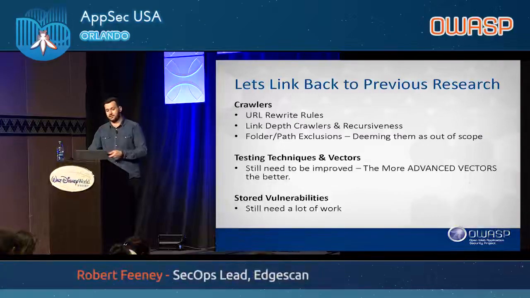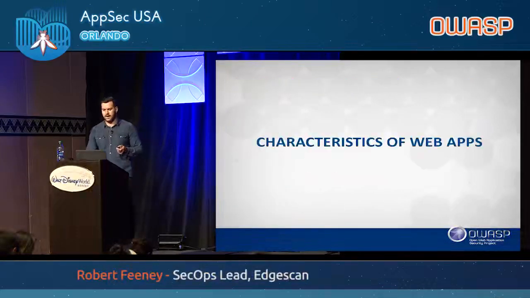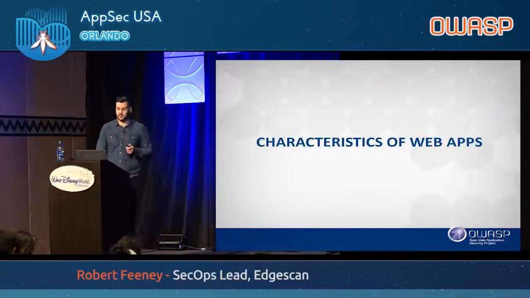Testing techniques and vectors still need to be improved, but as I said earlier, the more advanced vectors there are, the better. It would be fantastic if tools had the ability to add your own custom attack vectors, and I know some of the automated tools do that. And then, as you've seen, the stored vulnerabilities still need a lot of work. So web apps have changed considerably over the last number of years.